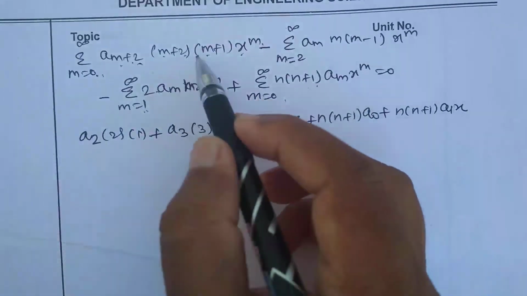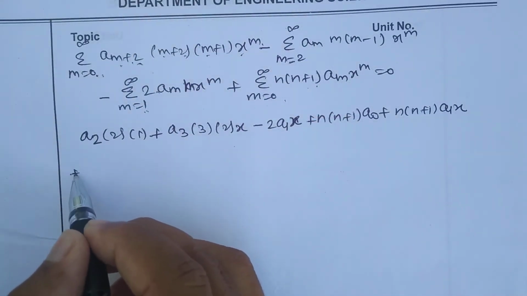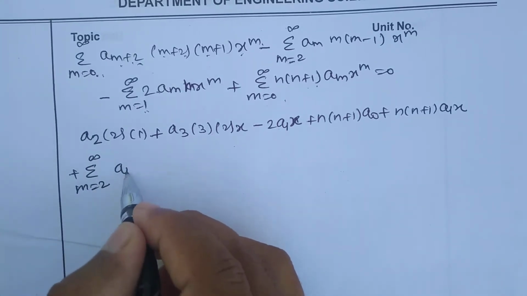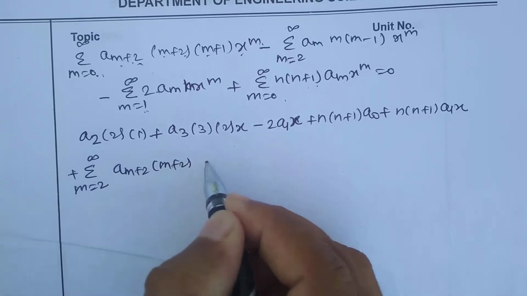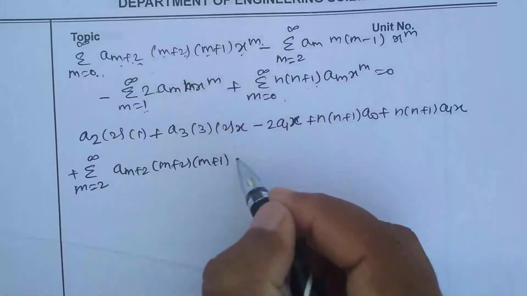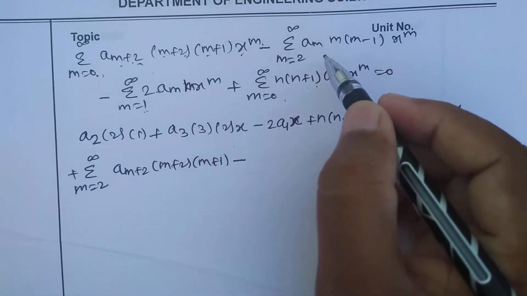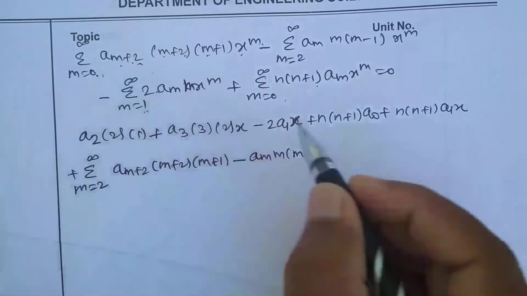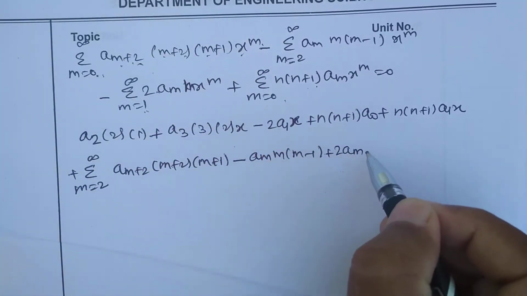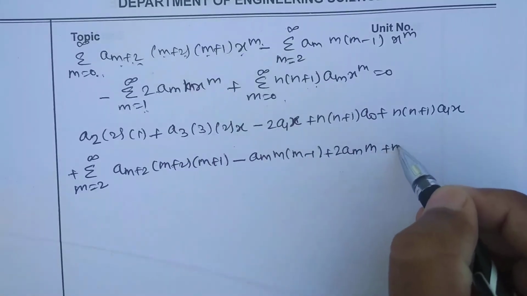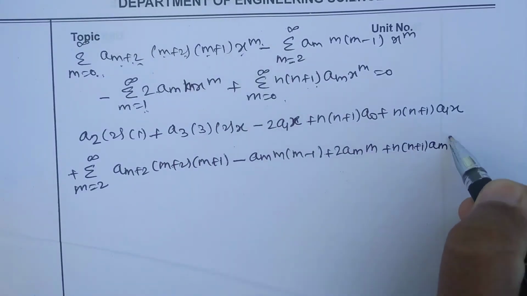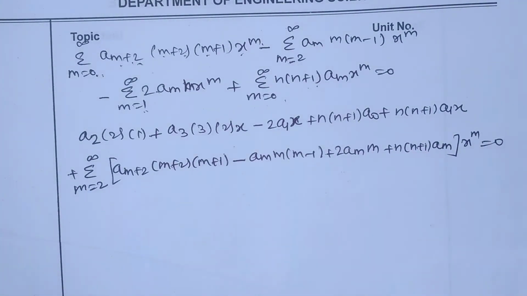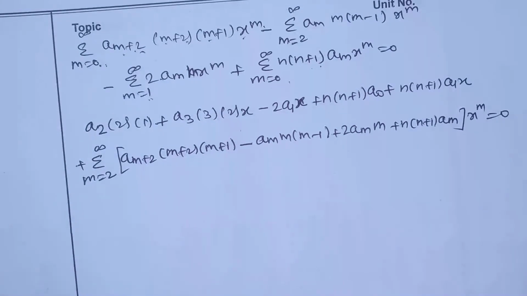So after that all the terms start from 2, so we can write summation m varies from 2 to infinity. Then am plus 2 into m plus 2 into m plus 1 minus this term as am into m minus 1 plus this term as 2 times am into m, and this term as n into n plus 1 times am, into x to m is equal to 0. Now comparing the coefficients to 0.